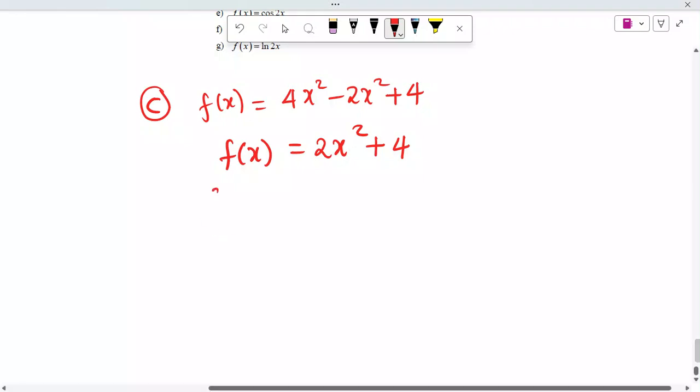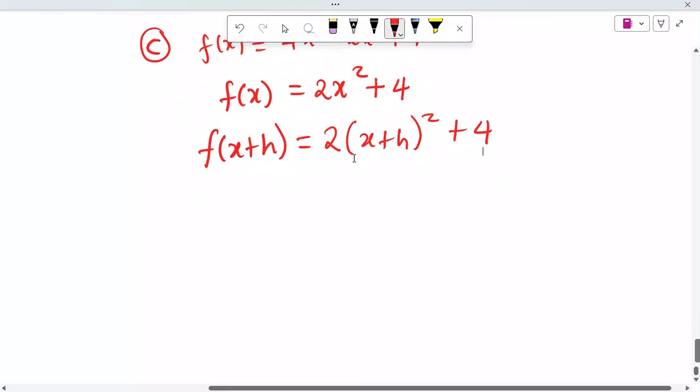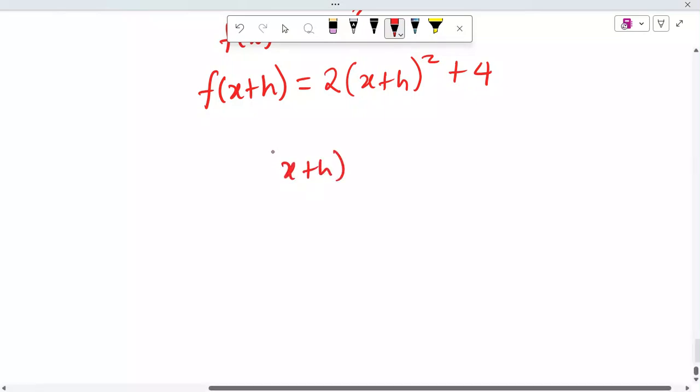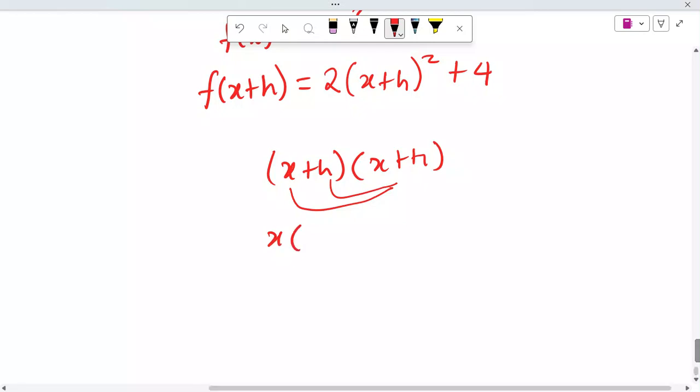Okay, so let's write now f of x plus h. So in this equation f of x, where there is x, you substitute x plus h. So you say 2, where there is x, we write x plus h squared. Remember x here is squared, so you write 2 times x plus h squared plus 4. Okay, so let's expand this. So I like doing it old school. So you have x plus h, there are 2, so x plus h times x plus h.